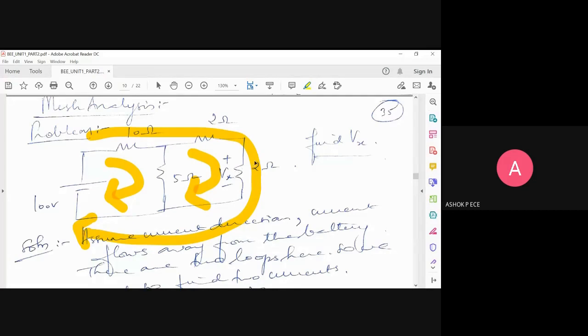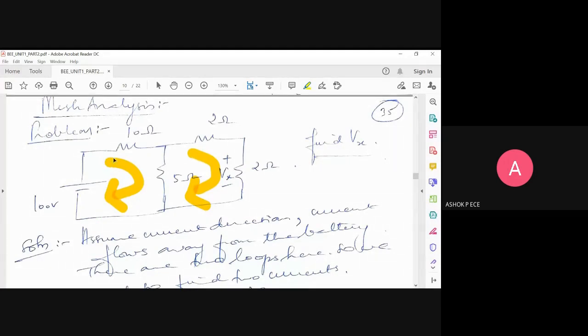And how many meshes are there in this diagram? Two meshes. You're able to understand the difference between mesh and loop here. See, the number of loops will always be larger than or equal to the number of meshes you have. So mesh will be the smallest loops. You don't have a subloop inside a mesh.